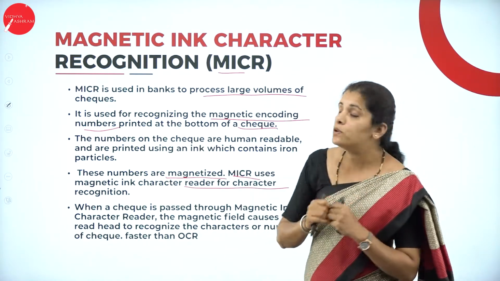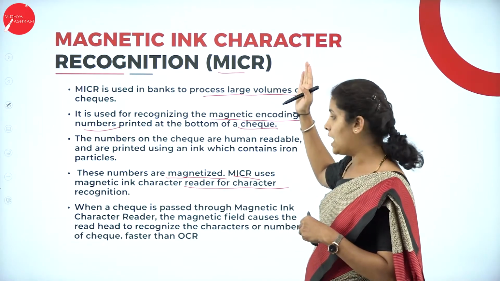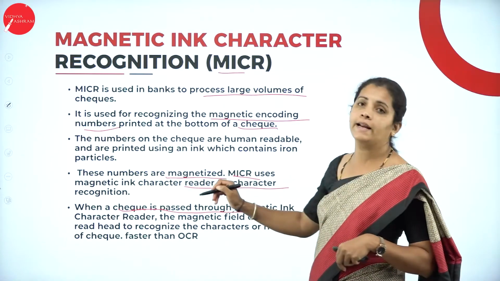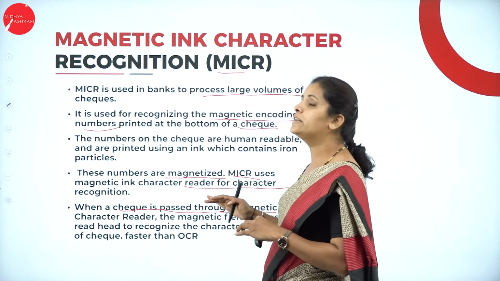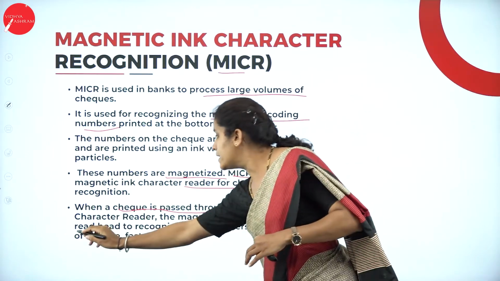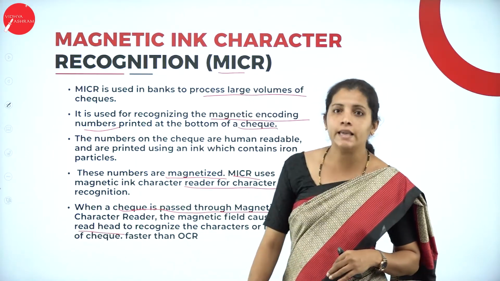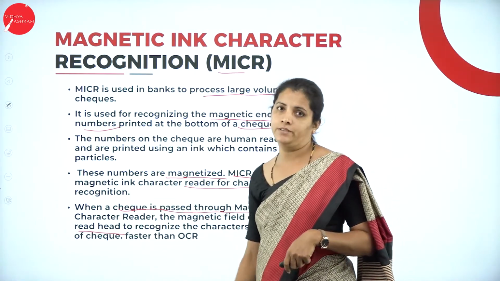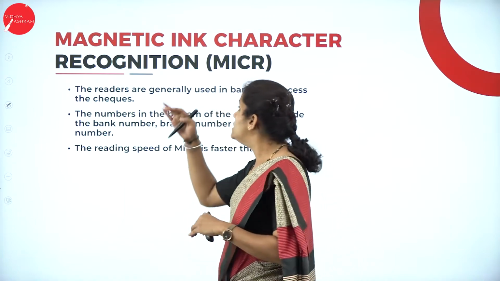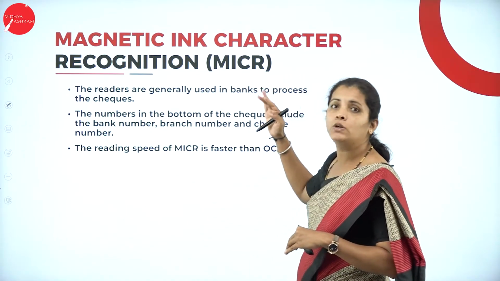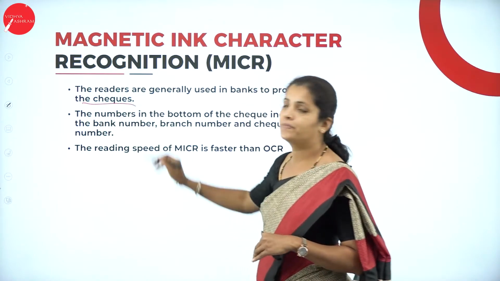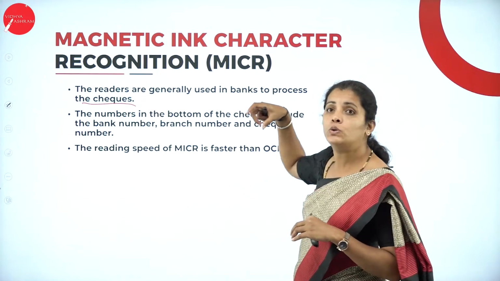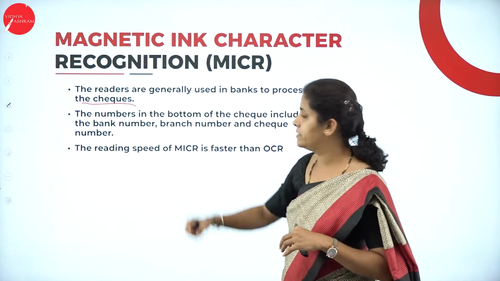Then the working procedure of MICR. When the check is passed through the magnetic ink character reader, the magnetic field causes the read head to recognize the characters or numbers of a check. The readers are mainly used in the bank to process the check.